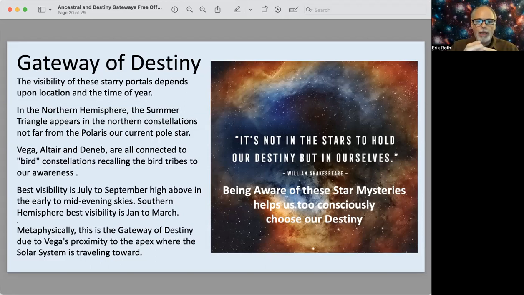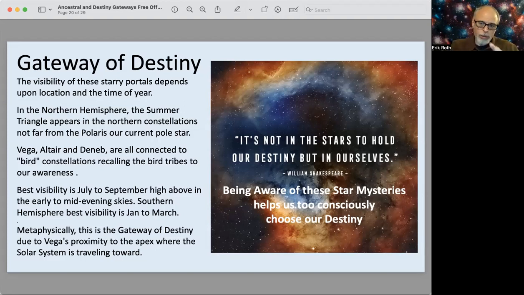Southern hemisphere is best to see it from January to March, actually. Metaphysically, this is the gateway of destiny due to Vega's proximity to the apex where the solar system is traveling toward, as I mentioned earlier.